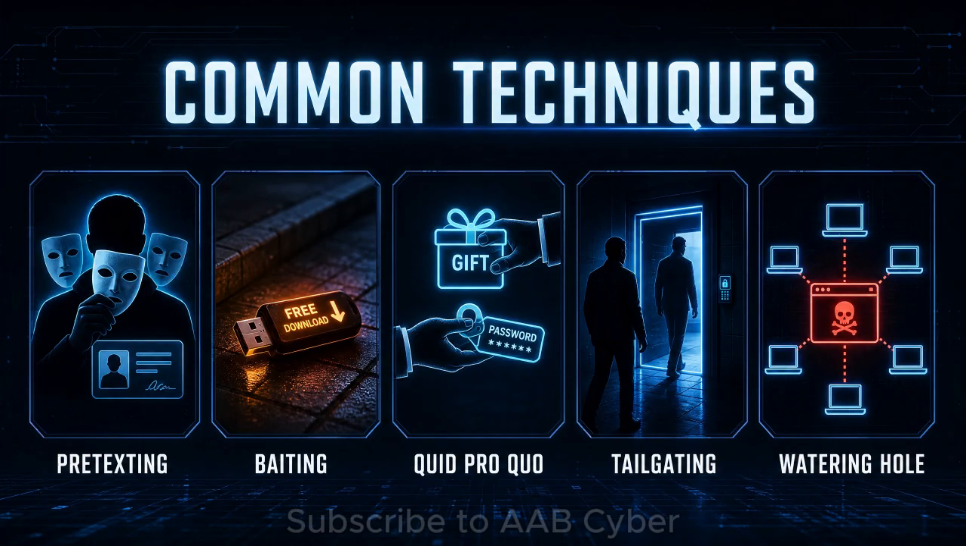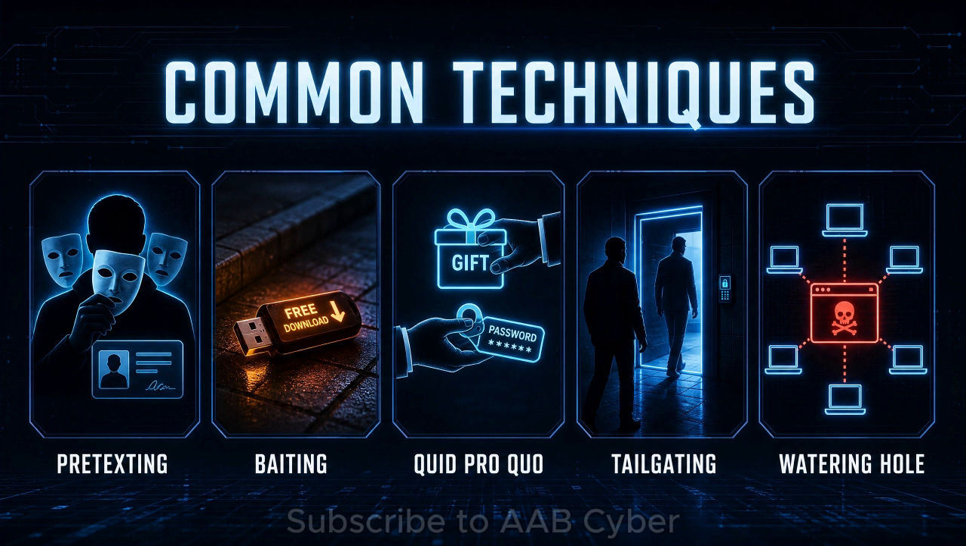Those psychological levers show up in a handful of repeatable techniques. Pretexting means inventing a fabricated scenario or false identity to extract information. Think, "Hi, this is IT, I need to verify your password." Baiting offers something enticing, like a free download or a USB drive left in a parking lot, to lure the victim into compromising themselves. Quid pro quo offers a service or favor in exchange for information or access, like fake tech support offering to fix a problem you never actually reported.